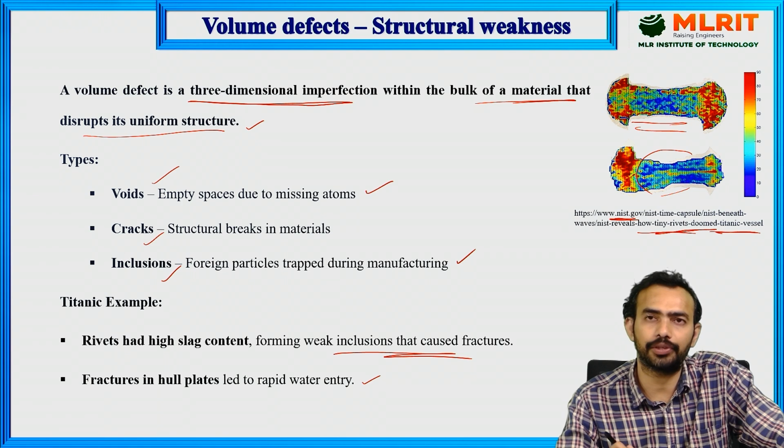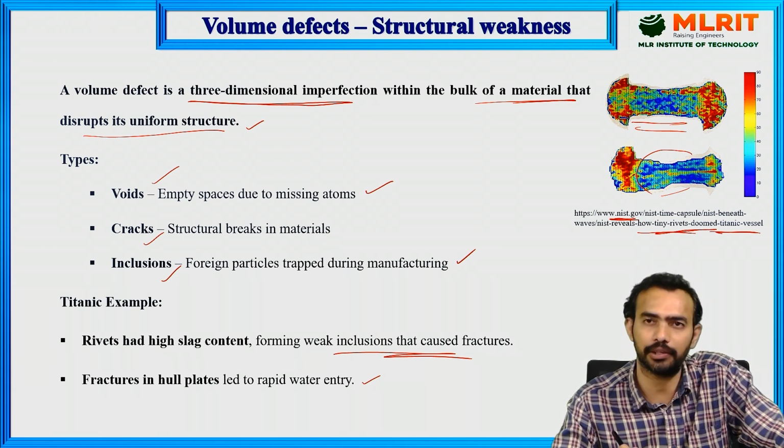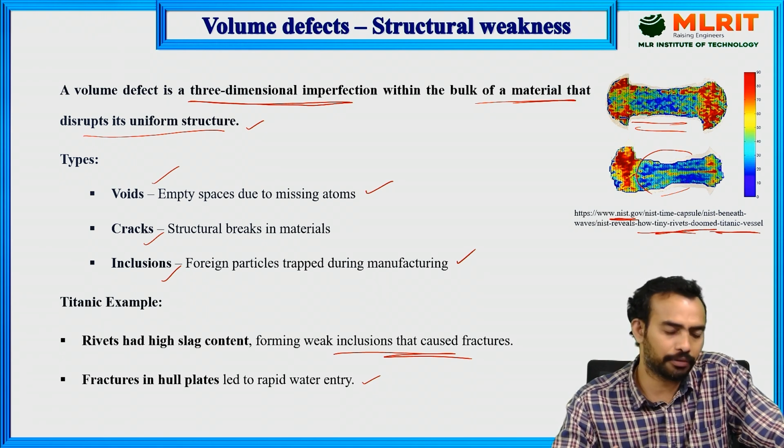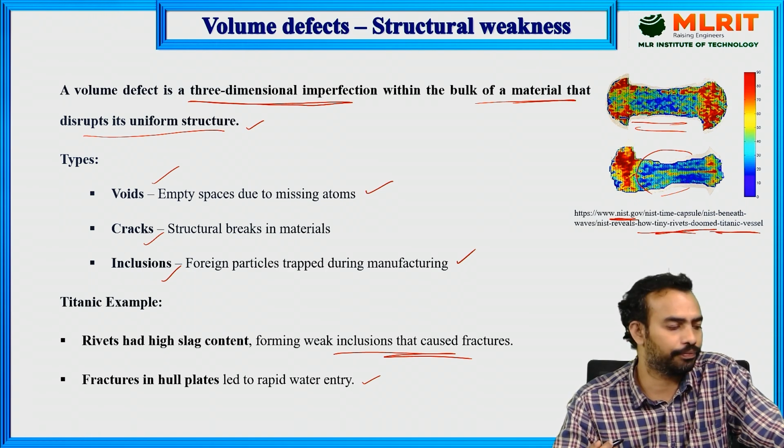Both are considered to be volume defects. One is caused by inclusions, the presence of foreign particles in the material: the high slag content observed in the rivets caused weakness in the material. Also, the impact caused fractures in the hull plates, which led to the failure and the rapid entry of water into the vessel.